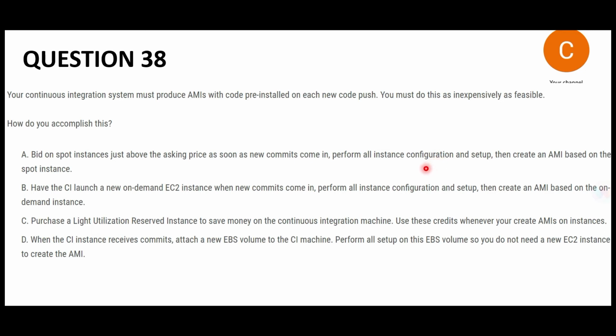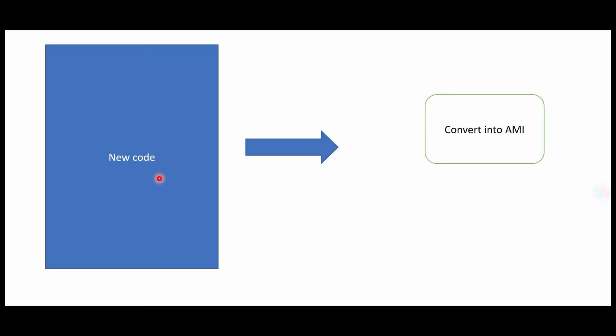Once you get the EC2 instance, you put all your code there. Okay, which code? This new code. This new code, you will put it on an EC2 instance. This is your EC2 instance, and from there you will convert it to an AMI and publish the AMI. So this EC2 you are acquiring on spot basis, on a bidding basis.